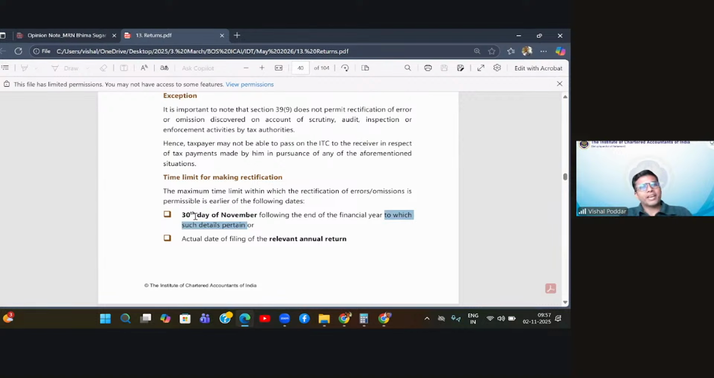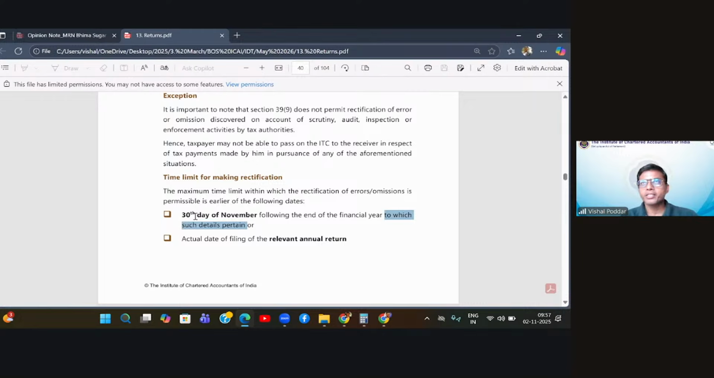My question is, can I revise the returns which I filed? You have the provision in front of you. Can I not revise? Sorry, rectify. The answer is no, as rightly pointed out by Geeta. See the language, that is why I've highlighted the relevant portion. It clearly says 30th November following the end of the financial year to which such detail pertains. The detail pertains to which financial year? It pertains to the financial year 25-26.